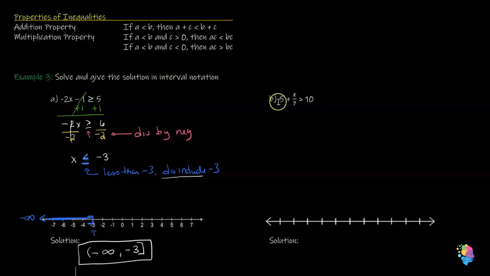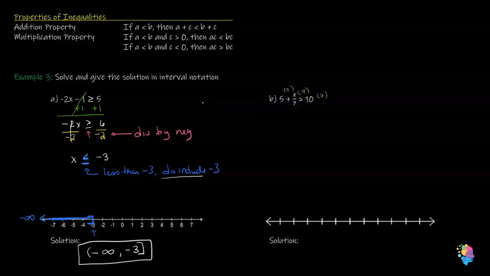Let's try another one. B reads 5 plus x divided by 7 is greater than 10. Now, I don't know about you, but I know that a lot of people don't usually like working with fractions. So what we're going to do first is eliminate the fraction. The way that we eliminate the fraction is by looking at the denominator and multiplying every single term by that value in the denominator. In this case, it's a 7. So I'm going to multiply every single one of these by 7.